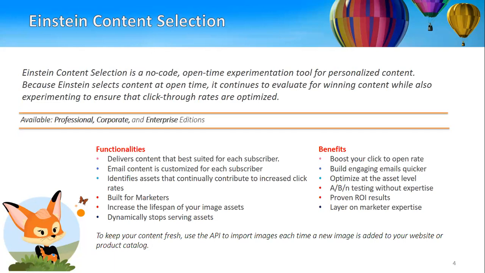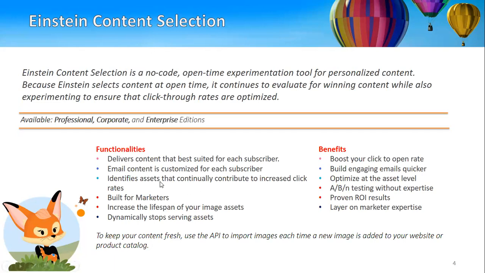Einstein content selection is a no-code, open-time experimentation tool for personalized content. Because Einstein selects content at open time, it continues to evaluate for winning content while also experimenting to ensure that click-through rates are optimized. The main focus here is on click-through rates, and it is available in all editions except Basic. For the Basic edition, it is a paid feature: you need to pay based on the license you have, and it will be activated for your account.